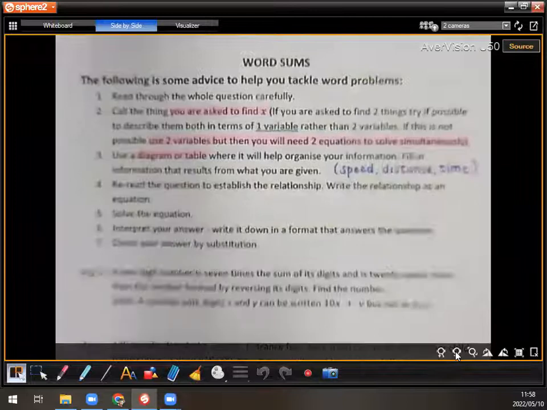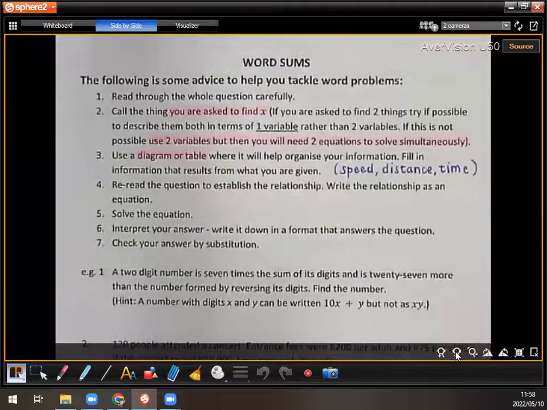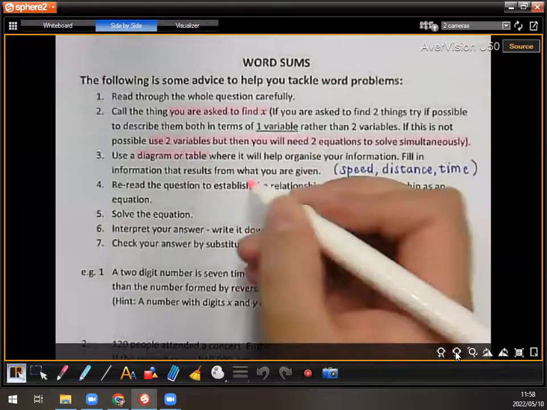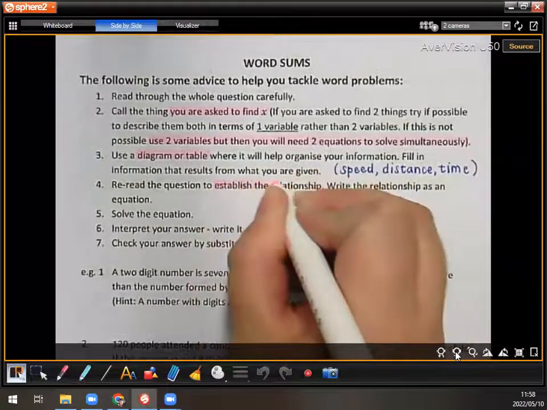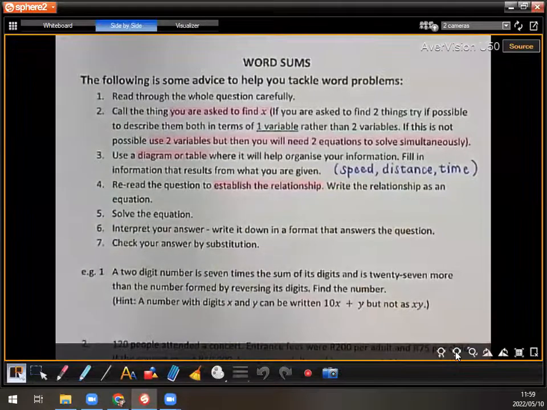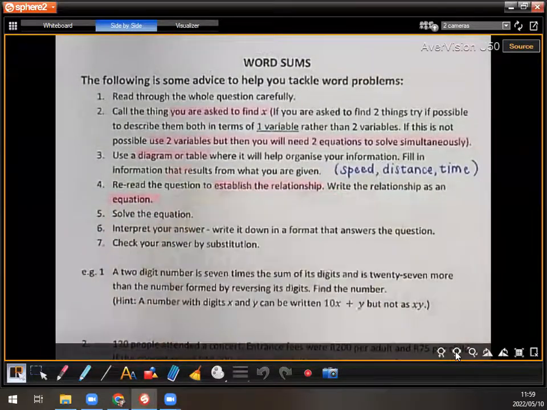For number four, guys, you are going to have to set up an equation in order to solve a word problem. And in order to set up an equation, you need to see what relationship they're talking about. Okay, so we are going to look at the examples now. But that is very important. Establish the relationship, because that relationship you are going to write as an equation.